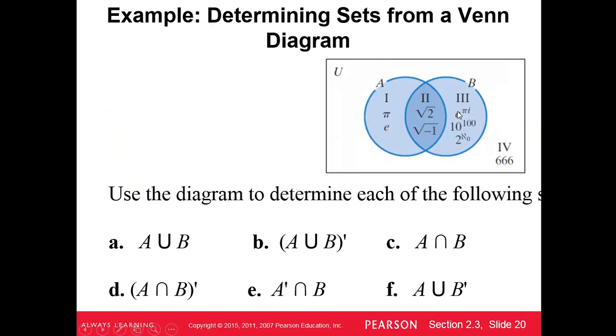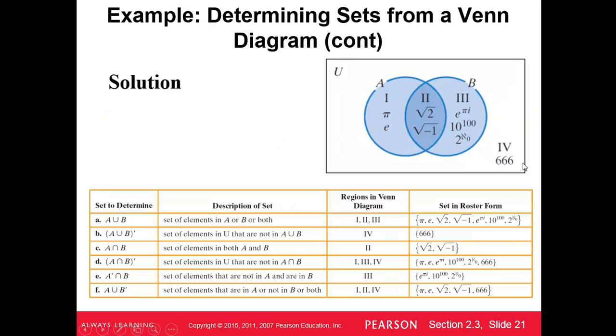Well, A intersect B complement is this little piece here where they overlap, so the complement would be everything outside it. So it's pi, e, e to the pi i, 10 to the 100, 2 to the aleph null, 666, or regions 1, 3, and 4. And if you take a look here, they kind of summarize this for us on the slide, all the regions, or the set and roster form.